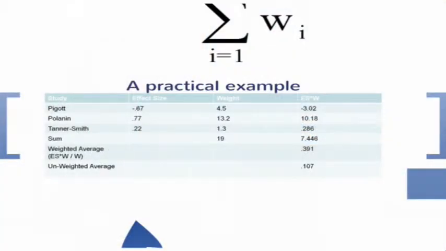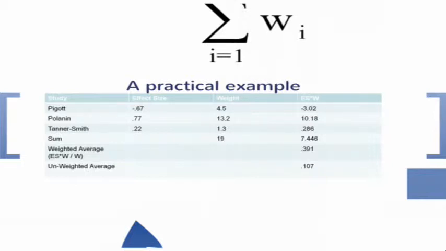And then, of course, we need the sum of the weights. Nope, I don't have the sum of the weights on there. Silly of me. Oh, the sum of the weights, 19. There it is, right there. Okay. I know what I'm doing. So if we take the 7.446 divided by 19, do a little bit of math, we come up with our weighted average of 0.391.